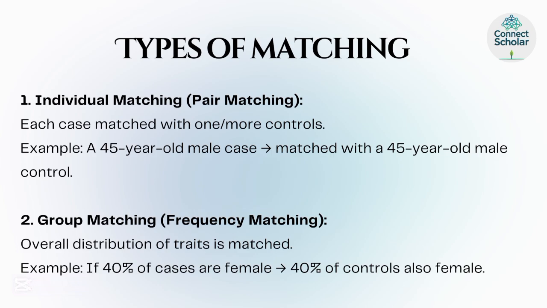In individual matching, each case is matched with 1 or more controls. For example, a 45-year-old male case matched with a 45-year-old male control. In the group matching, overall distribution of traits is matched. For example, if 40% of cases are females, you have to make sure that 40% of controls are also females.